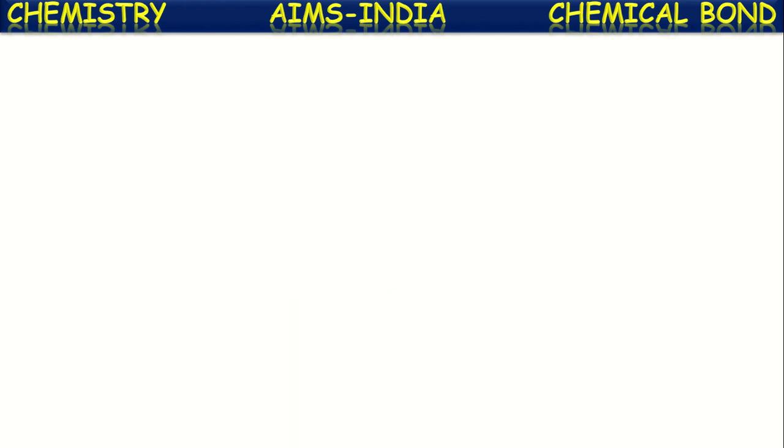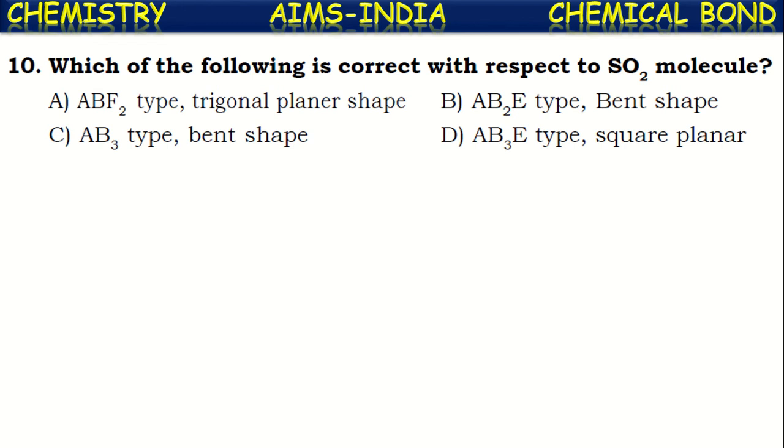Okay, next, which of the following is correct with respect to the SO2 molecule? They're asking what type of bonding exists in the SO2 molecule according to valence shell electron pair repulsion theory. To predict the shape of the molecule, we have to first understand how many bond pairs of electrons and how many lone pairs are there on the central atom, so that we can predict its shape.